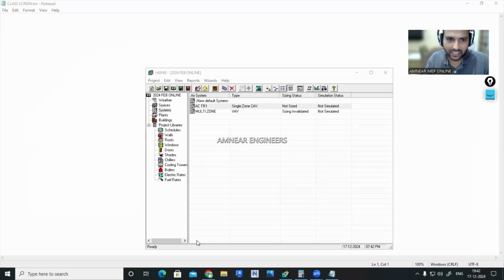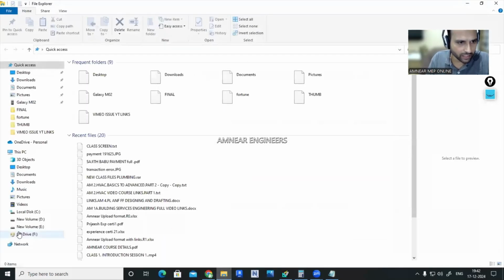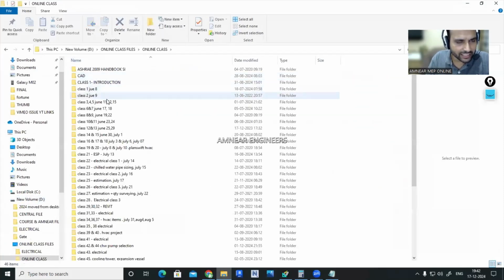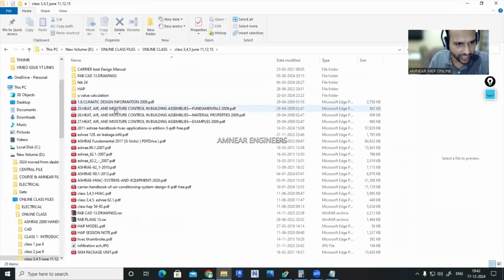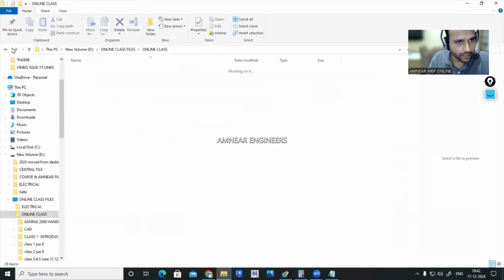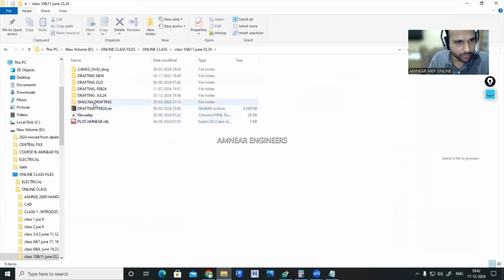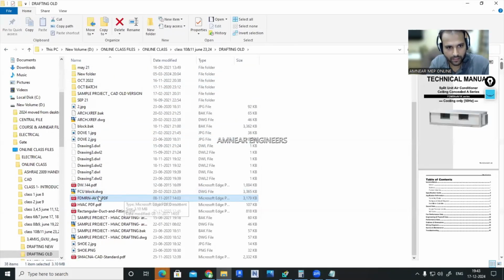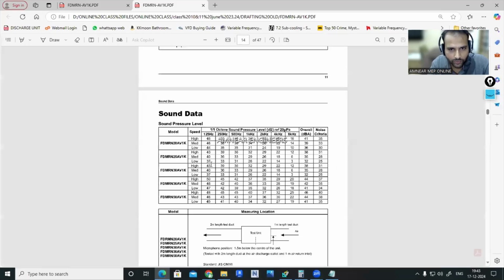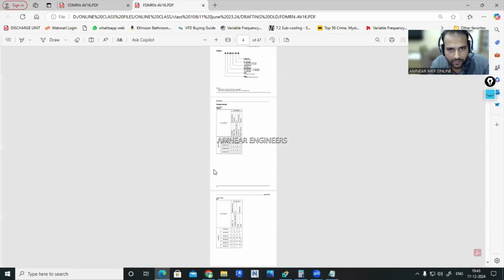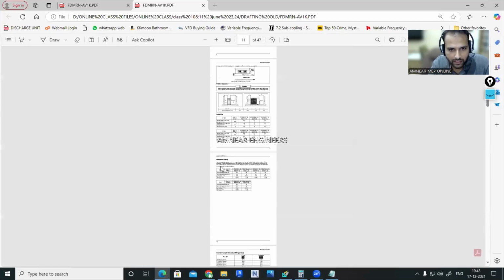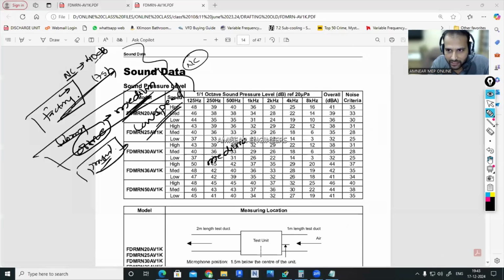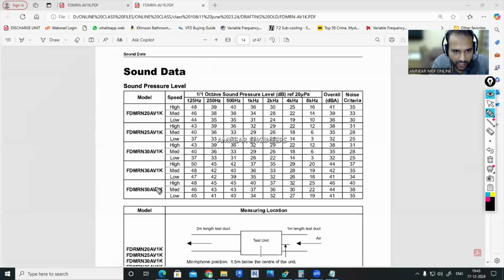But as you know, when we are selecting, let me check one technical data sheet provided by the manufacturer. In every technical data sheet provided by the manufacturer, you can find the NC value. Now let me select it. Okay, this one is a Daikin DX ductable unit. In this you can see FDMR and 50 AV 1K. It's a machine.